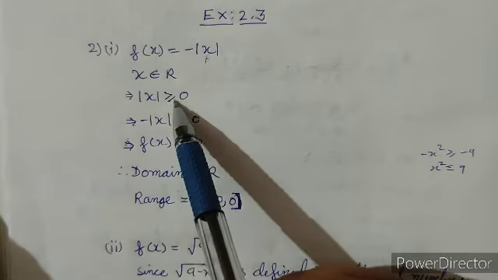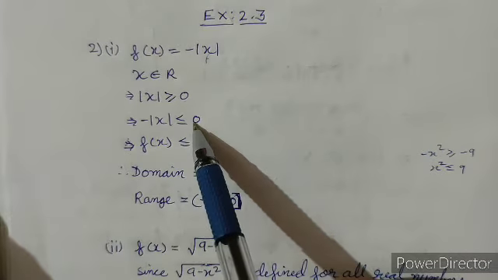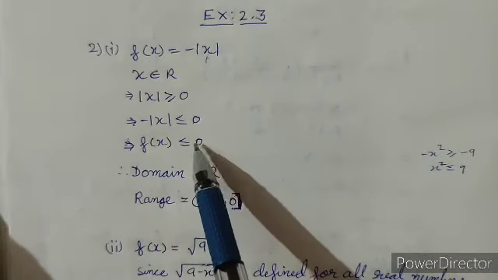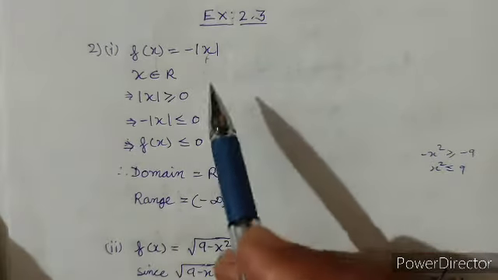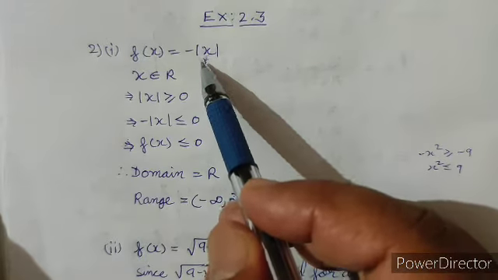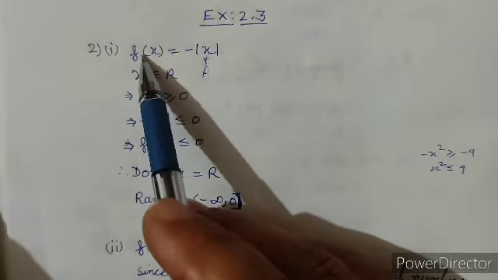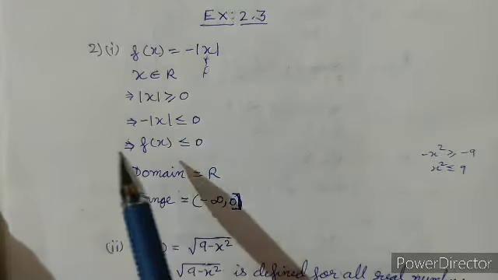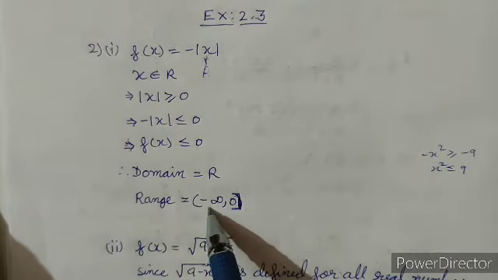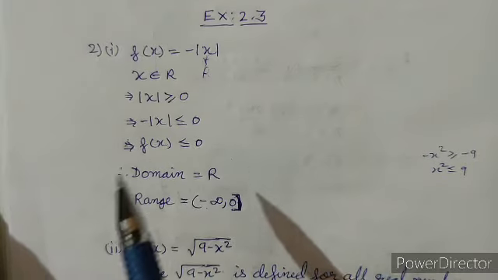Now if mod x is greater than or equal to 0, then minus mod x will be less than or equal to 0, and that means f(x) is less than or equal to 0. So we can say that the domain of the function is the set of real numbers, and the range of the function is the value of f(x), that is less than or equal to 0, from minus infinity to 0, where 0 is included.